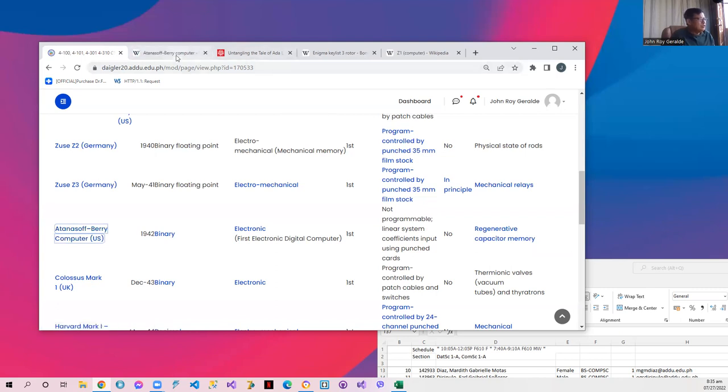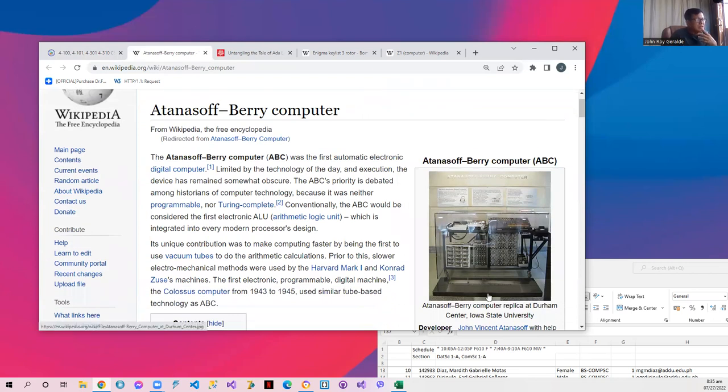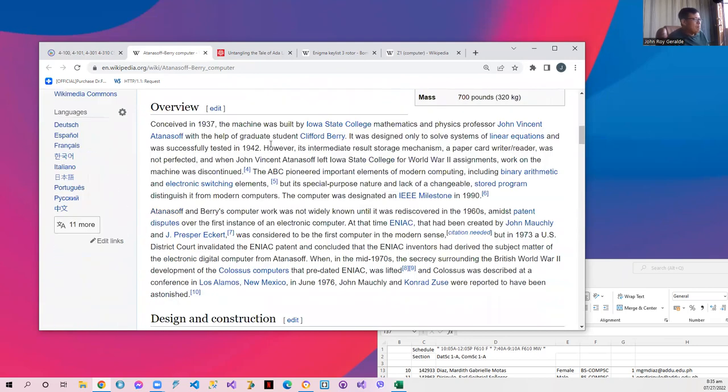Okay. Atanasoff-Berry computer. Iowa State, I think, no? Oh, yes, Iowa State. This is the ABC computer, first known to be the first electronic binary computer. Invented by John Vincent Atanasoff and Clifford Berry of Iowa State University. Do you follow? Okay.